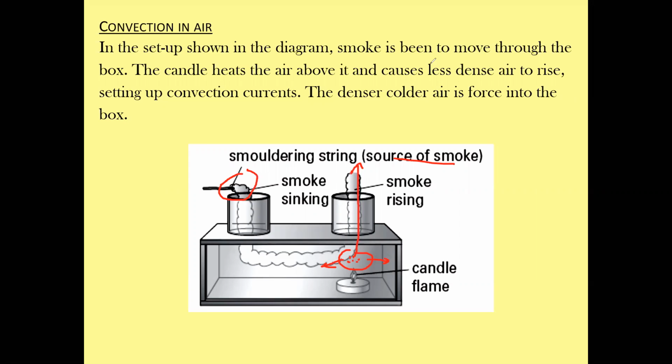So if we have a smoke particle here at this point, which direction will it move? A, B, C, or D? If we have a smoke particle and we light up a candle at the other end, which direction will this smoke particle move? A, B, C, or D? What will be the direction of the movement of the smoke particle?